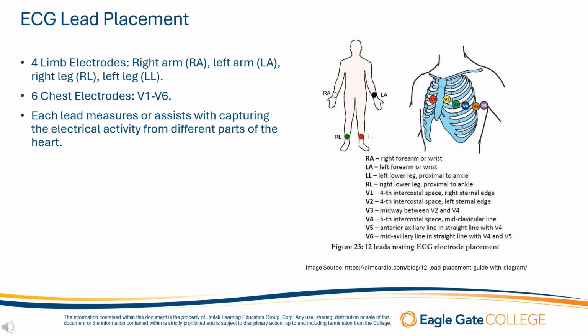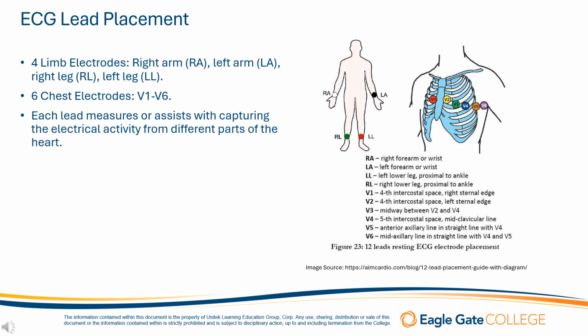Then we have our chest electrodes. The V1 is placed on the 4th intercostal space, right sternal border, and it measures electrical activity of the interventricular septum. V2 is placed on the 4th intercostal space, left sternal border. This measures electrical activity of the interventricular septum. V3 is midway between V2 and V4, and it captures transitional electrical activity between the right and left ventricles.